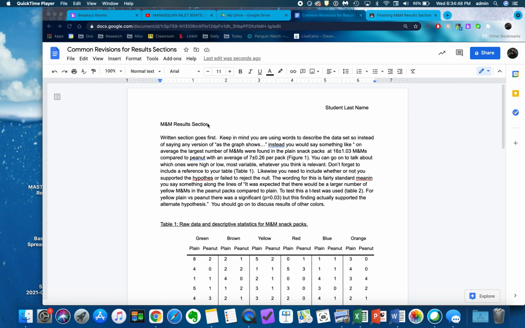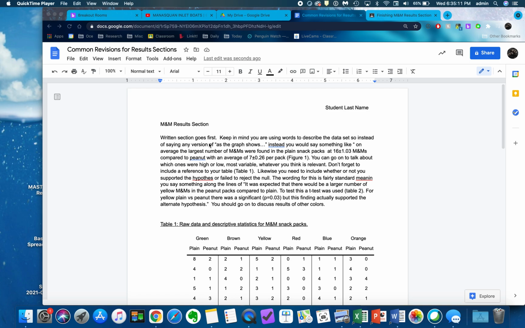Each section of a paper gets a section header except the introduction, so I just pretended we wrote a whole paper on M&Ms. Wouldn't that be terrible? An M&M result section. So that goes here. The written section always goes first. I know that a lot of you did that backwards, but typically you put tables and graphs after the section that talks about them, because the idea is someone will read what you've written first and then reference a graph.